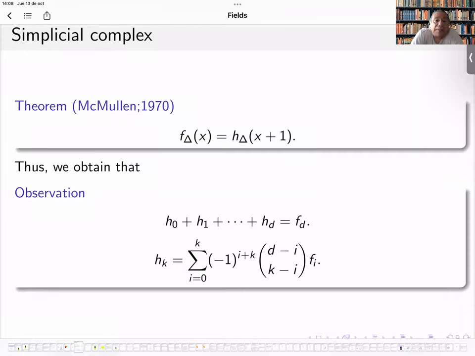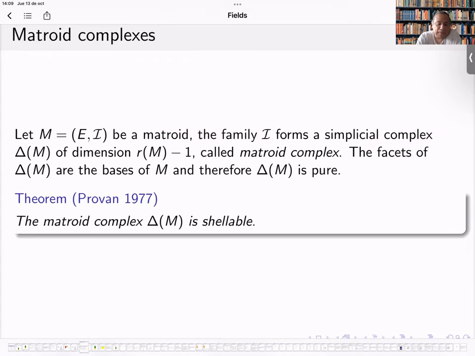In 1970, McMullen proved that there was a relation between these two invariants. Actually, f of x is h of x plus one. And so from this, we obtained two things that are relevant for my talk. Well, the sum of the terms in the h-vector, of course, is the number of facets of the simplicial complex, but also the terms h_k are just a binomial transformation of the f_i's. So I will use this later.